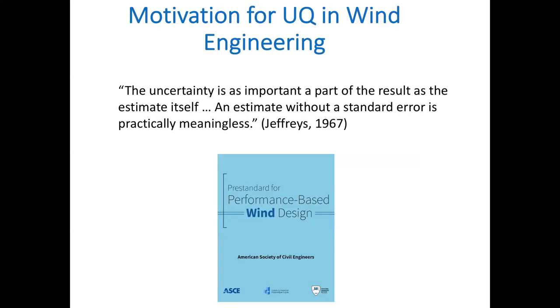So, quick motivation: why do you want to do UQ in wind engineering? I like the quote by Jeffreys, that uncertainty is as important a part of the result as the estimate itself, and an estimate without a standard error is practically meaningless. So if you're just getting a single number for your simulations, it's really meaningless. You have to know what sort of errors are associated with that number. And that is something only doing a UQ analysis will give you.